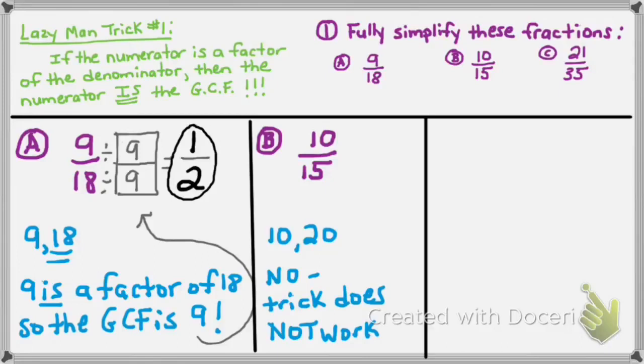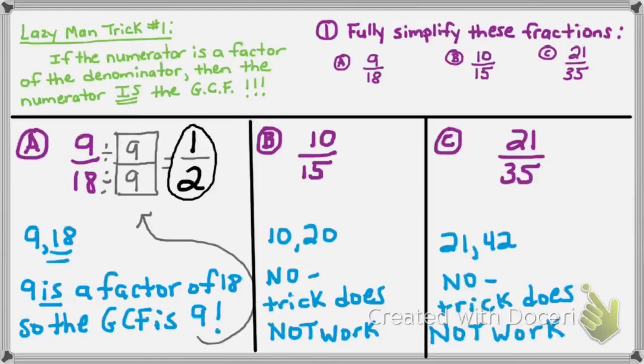Let's move on and try letter C, 21/35. Again, lazy man trick number 1, if the numerator is a factor of the denominator, then the numerator is the GCF. So I want to go through my 21 times tables. So 21, add another 21 to that, and I'd get 42. Oh, that's larger than 35. So no, the trick does not work for letter C. So our lazy man trick does work for letter A, but it does not work for B or C.